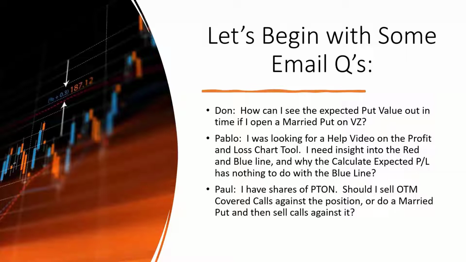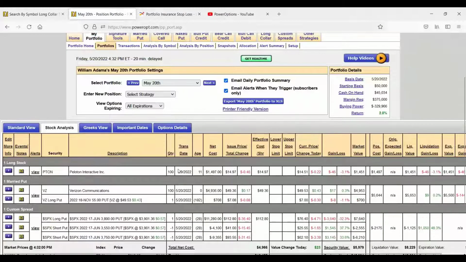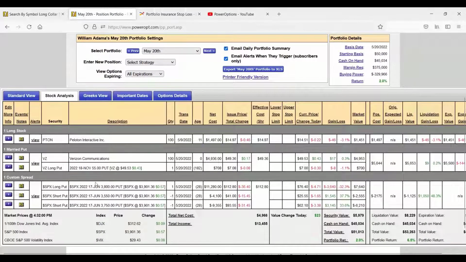And I think we'll start with Pablo first. That makes the most sense. So let's go back to PowerOptions very quickly. And instead of being here in the profit and loss chart where we were, we're going to go to the portfolios. And there's the three positions we were talking about.